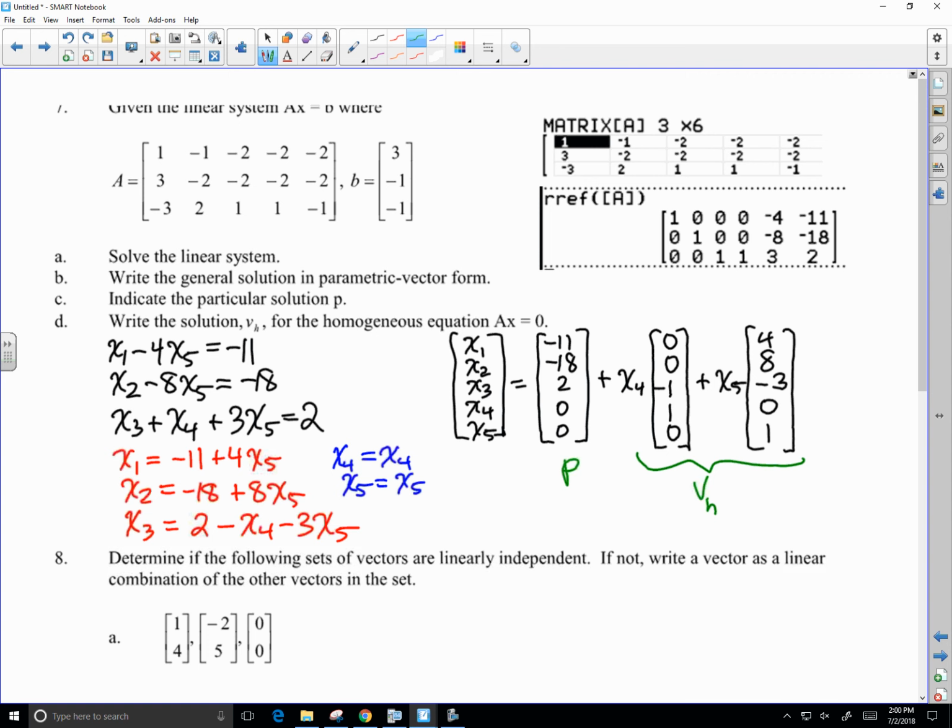And again, you're only doing that if you forgot the relationship. The particular solution is, when you think about it, the one that's particular. It's the one that's not in general terms. These are dependent on x4, x5. The particular one should be constant. It should be a numerical vector. So find the one that doesn't have variables in it, and that'll be your P. Everything else is your V sub H. Is good.